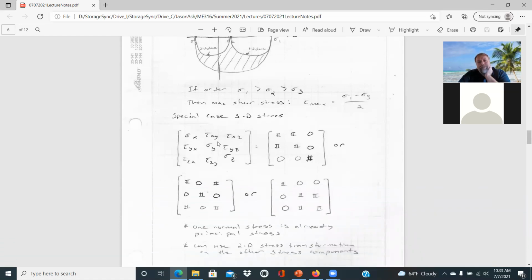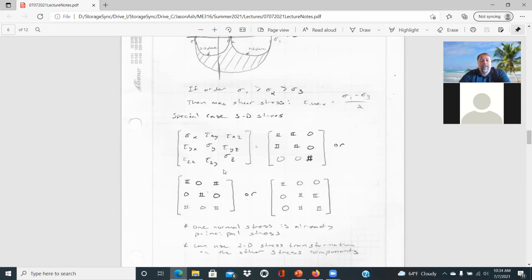And then you have your special case of 3D stresses where you know what that third principal stress is, the shear stresses are 0. You can use your 2D stress transformations on the sigma x, sigma y, tau xy components. This happens with pressure vessels where you have a sigma 3 equal to a minus pressure on the inner wall of the pressure vessel, and the shear stresses are 0. And so even though it's non-zero, it's still a principal stress, so you can use the 2D stress transformation to resolve those.